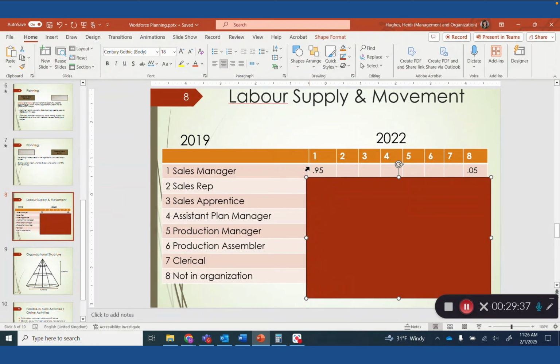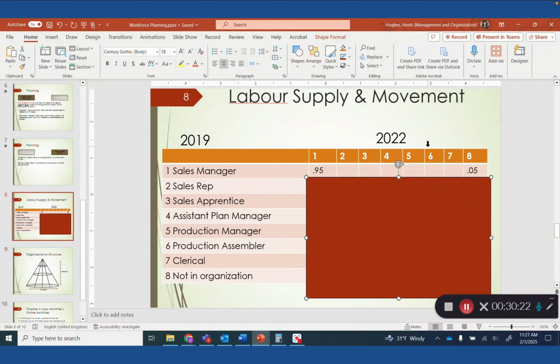So in a 3-year period, we've lost 5% of our sales managers, and we see that that 5% did not show up in column 2, column 3, column 4, column 6, and so on. They show up in column 8. So in a 3-year period, 5% of our workforce moved outside of the organization. Here we're tracking the movement from one position to another, or in this case, not in the organization. We could basically say this is a 5% turnover rate in 3 years.